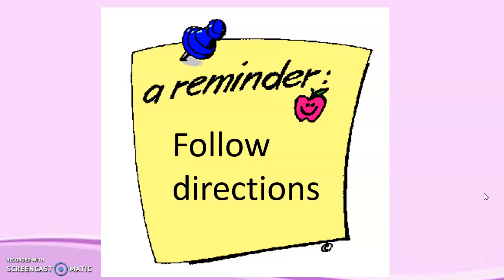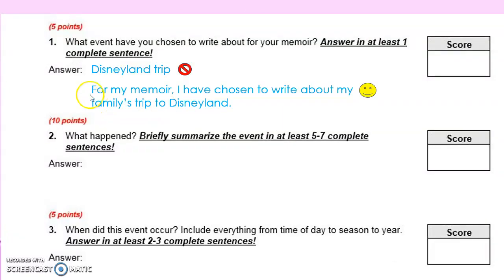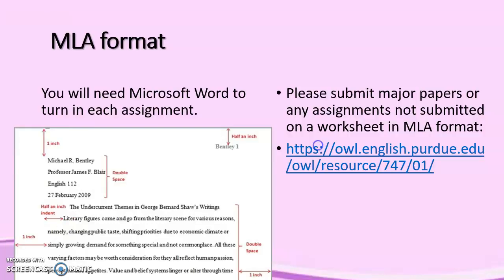Just a reminder to please follow directions. When an assignment says give at least 1 complete sentence or 5 to 7 complete sentences, if you don't, you don't get the points. The answer "Disneyland trip" is not a complete sentence. You will not earn the points. "For my memoir, I've chosen to write about my family's Disneyland trip." That will earn you the points. Less than 5 to 7 sentences or just bullet points will not earn you the points. You need to follow directions, please.